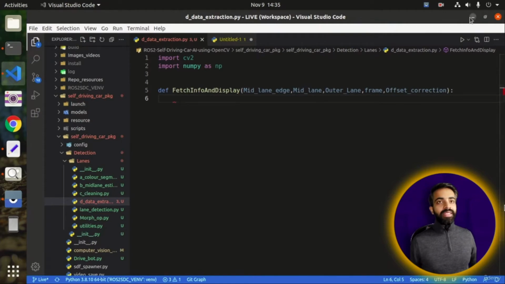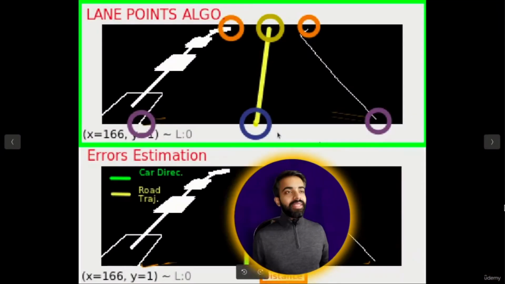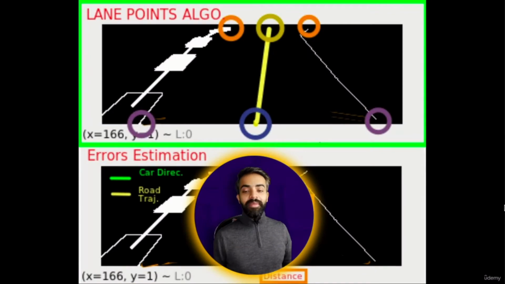Elaborating on the algorithm that we use to estimate the lane trajectory points, it is shown in the top window in this image. Here you can see the lane points algorithm, which is used to estimate the start and the end point of our lane trajectory. Starting with the top point, to estimate it, we simply use the corresponding mid lane and outer lane top points and average them out. In the same way, for the bottom point of our lane trajectory, we use the corresponding mid lane and outer lane bottom points and average them out.